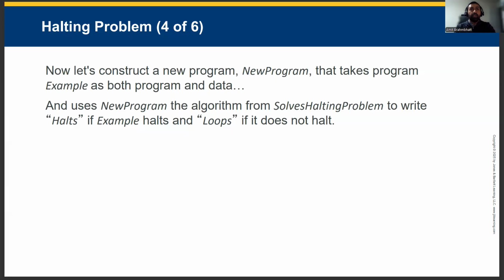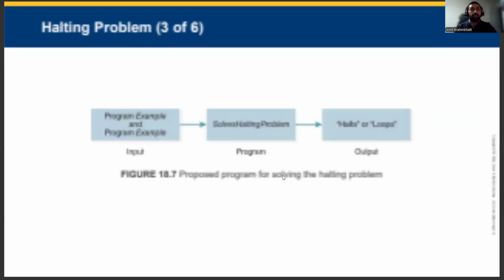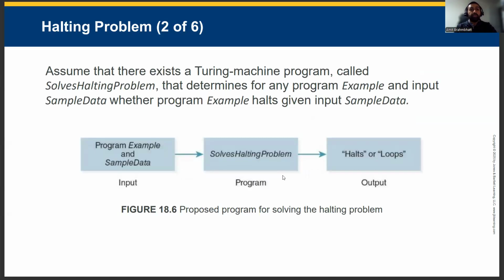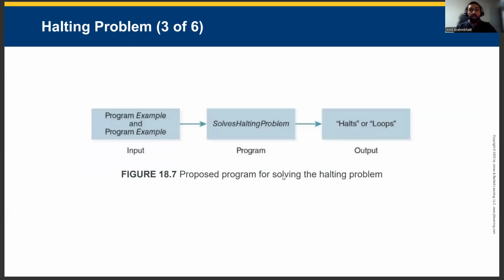Okay, so we were at halting problem 4 of 6, constructing a new program that takes a program example as both program and data. Just to recap, we were talking about the halting problem and a proposed program for solving it. Here were the previous slides where we had proposed different kinds of programs that take in program example and sample data and solve the halting problem. And the output is also loops in both of those slides.